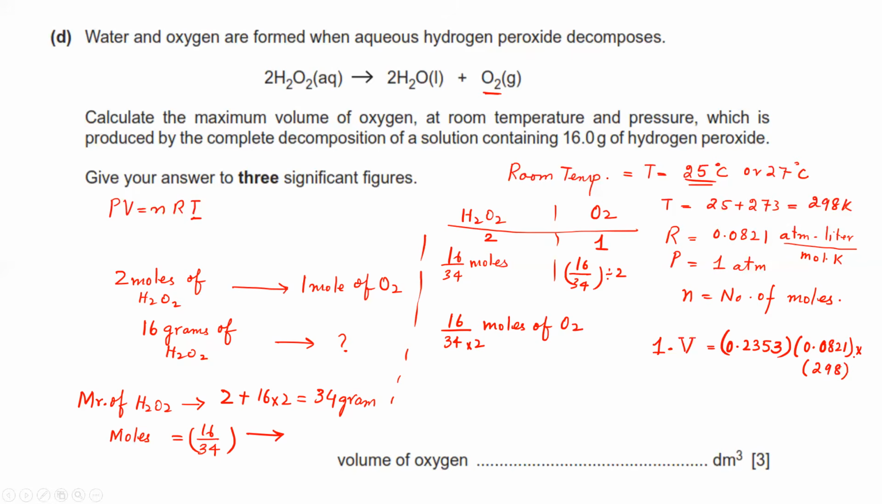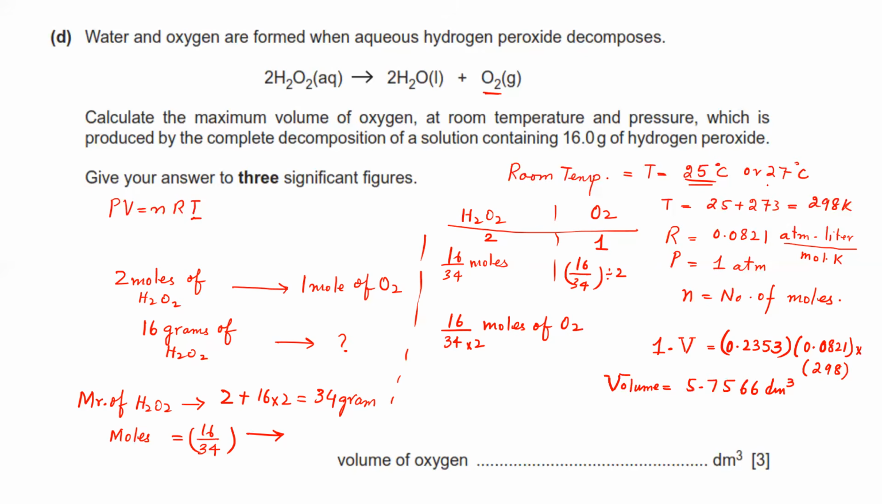So let's multiply it. 298 multiplied by 1, and this comes out to be volume. It equals 5.7566 decimeter cube or liter. So this is approximately what you will be getting.